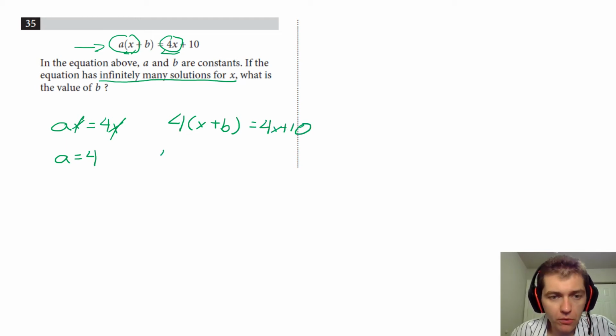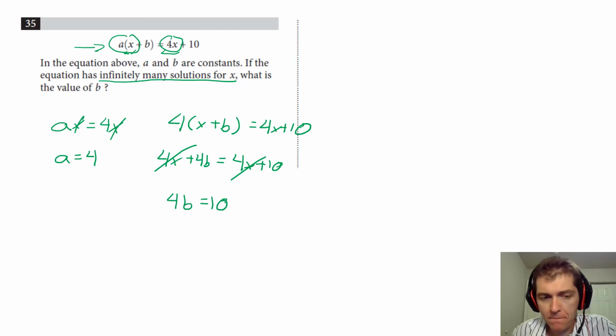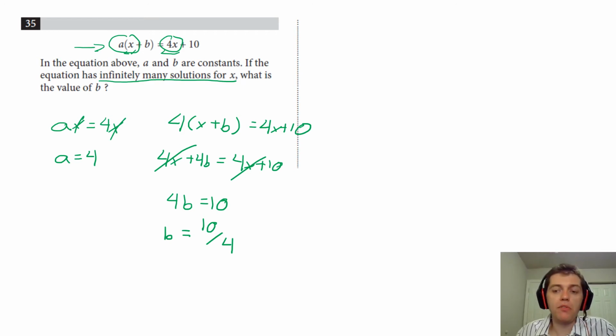Multiply that 4 through, you'll have 4x plus 4b is equal to 4x plus 10. Subtract the 4x off of both sides, which will leave you with 4b is equal to 10. So b is equal to 10 divided by 4. I believe that would be valid to bubble in.